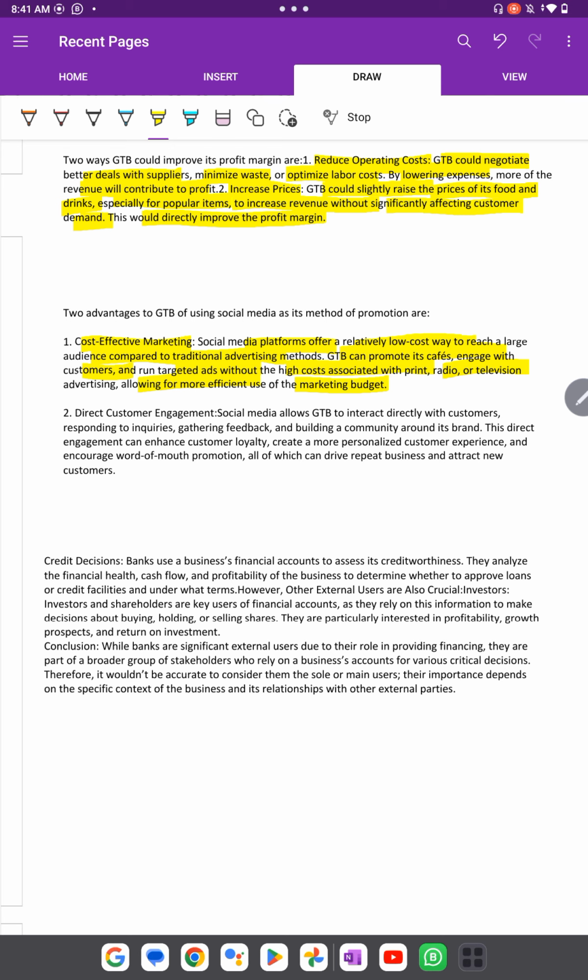And the next one is direct customer engagement. Social media allows GTB to interact directly with customers, responding to inquiries, gathering feedback, and building community around the business. This direct engagement can enhance customer loyalty, create a more personalized customer experience, and encourage word of mouth promotion. Word of mouth promotion means that if one customer is happy with you, he will tell his friends and relatives, and he will convince his acquaintances that they should visit the GTB cafe one time, all of which can drive repeat business and attract new customers. So these are the benefits.